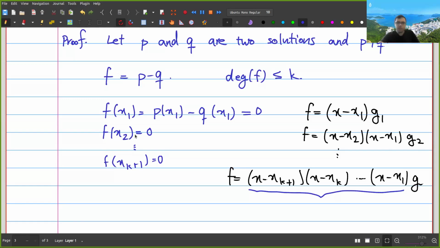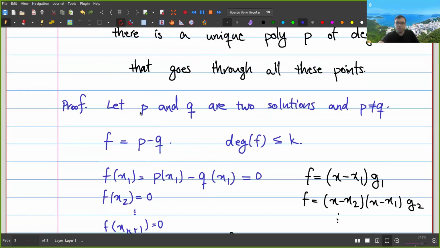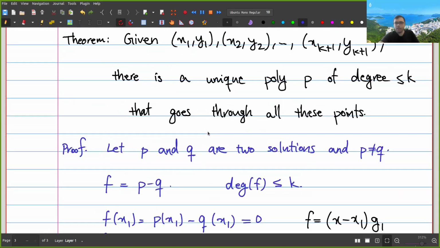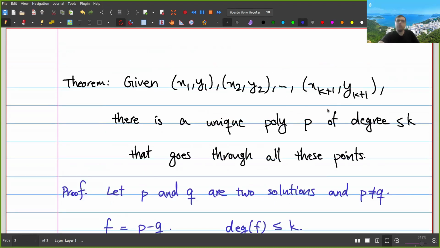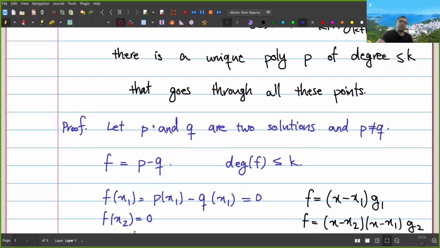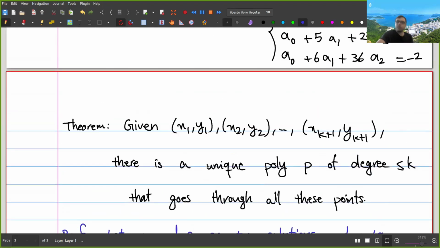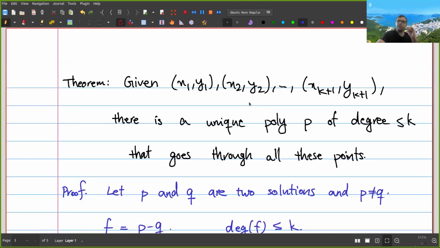And if there is no such f, then there cannot be two different polynomials p and q that go through all these points, which basically means that if I give you k plus 1 points, there is only one polynomial that goes through it. Well, actually, what I proved here is that there is at most one polynomial, but I will also give you a way of creating one polynomial, so you will know that there is exactly one polynomial going through.